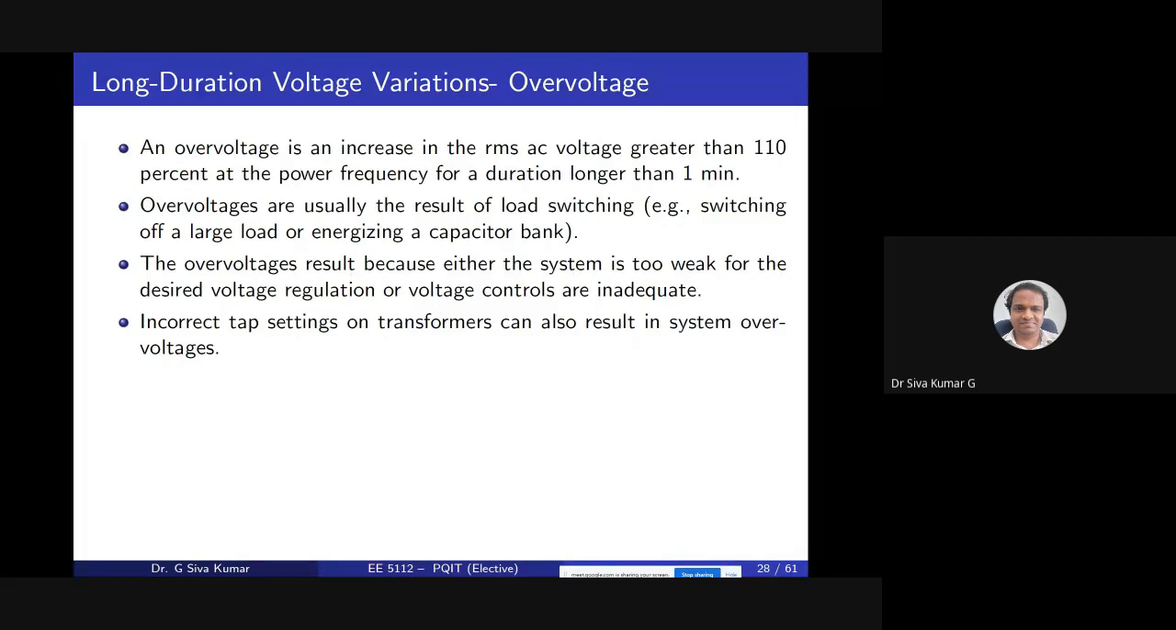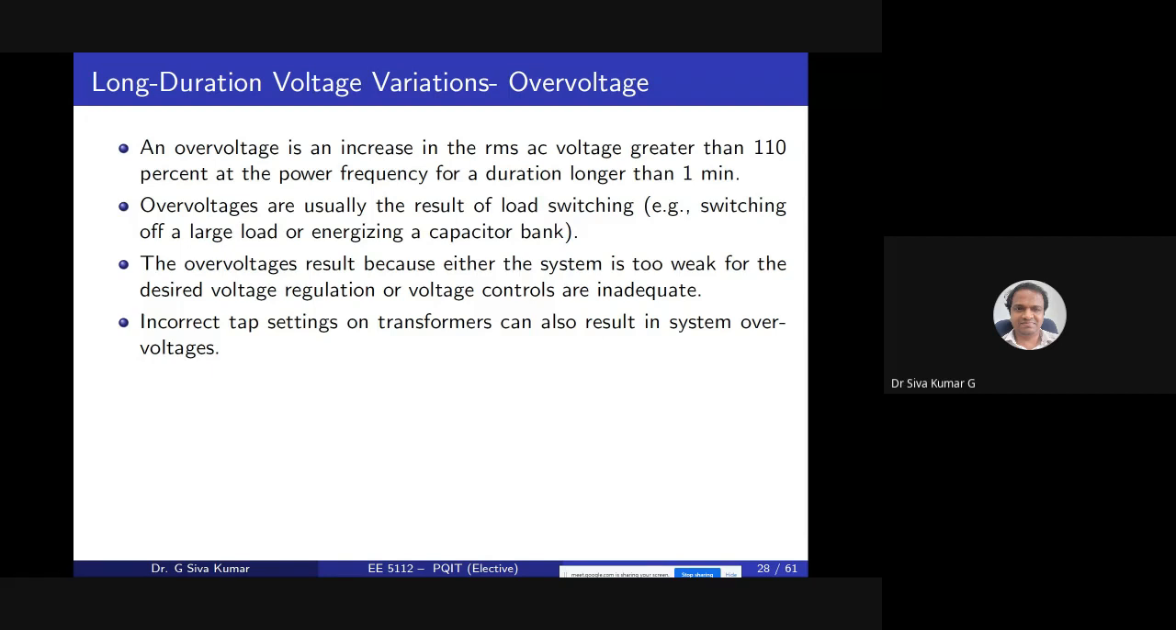Okay, because of that reason also, there are cases where at the distribution level we don't have a proper mechanism even to isolate the capacitor bank. There won't be any proper switching mechanism or control mechanism in order to regulate the capacitor banks also.